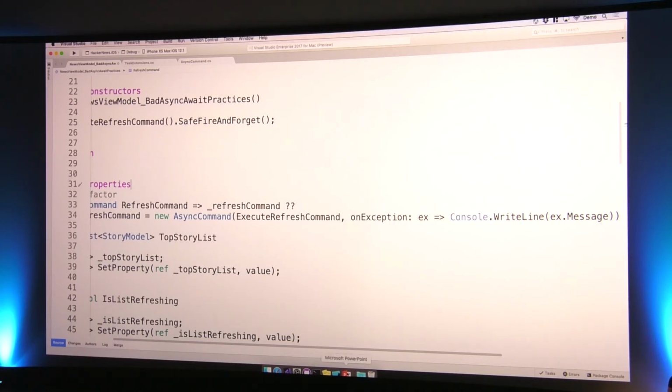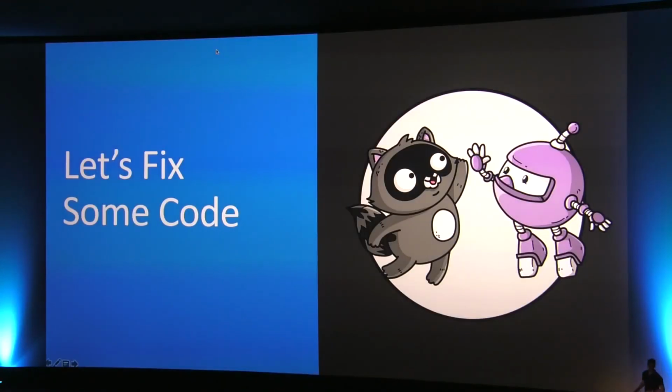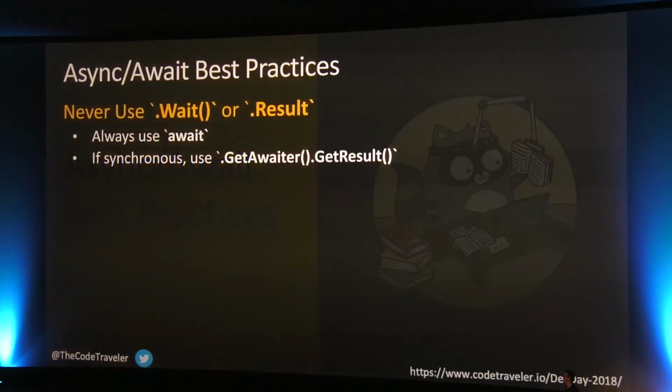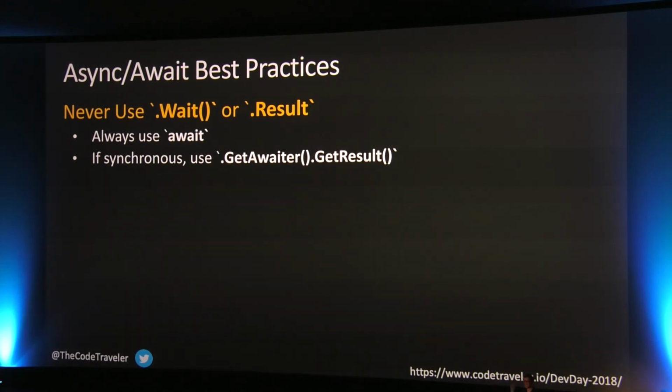Feel free to check it out. Now, we just went over a bunch of stuff, so just a quick review. Async and await best practices. Never use .Wait, never use .Result. Error code smell, get rid of them. If you can, use the await keyword. If you have to do it synchronously, GetAwaiter().GetResult() replaces both. So again, if you ever see .Wait or .Result anywhere, rip it out. Use the await keyword if you can. If you have to run it synchronously, GetAwaiter().GetResult().